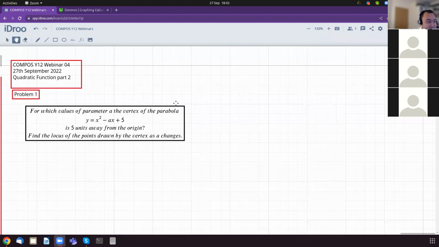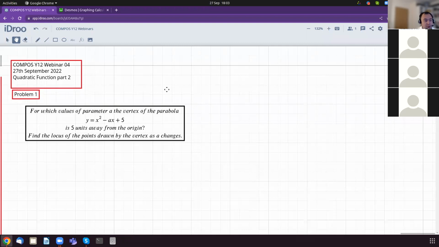Right. I'll share my screen. And the first question, and you'll notice that it's incredibly similar to the one that you have in the assignment. For which values of the parameter a is the vertex of the parabola 5 units away from the origin? Find the locus of the points drawn by the vertex as a changes.